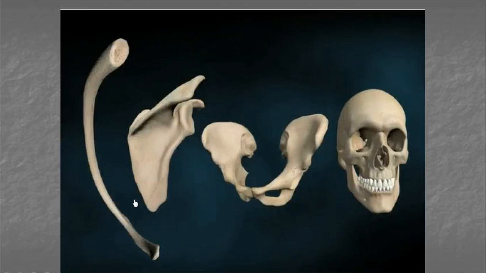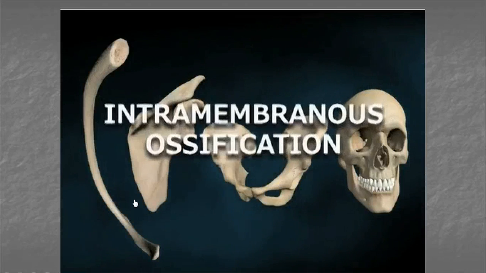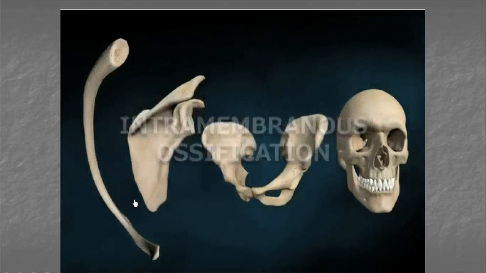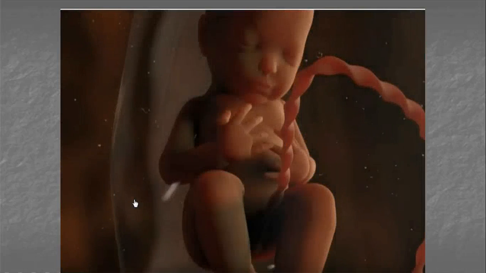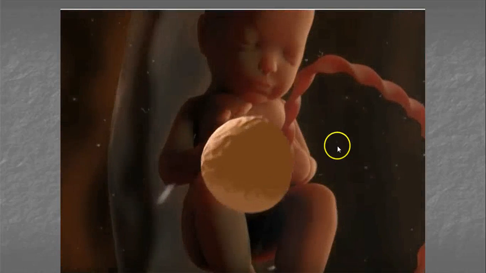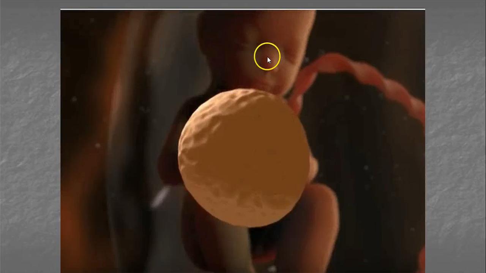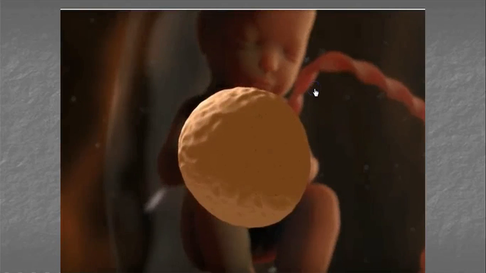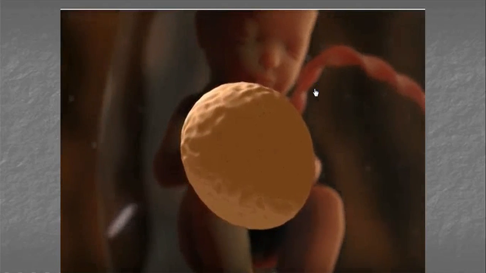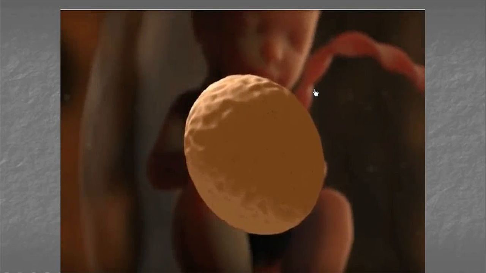In the case of flat bones, like those of the ribs, scapula, pelvis, and skull, the ossification process is known as intramembranous ossification. Isn't that a cute baby? The process is initiated by mesenchymal stem cells, which are cells that have yet to be differentiated into a particular cell type.